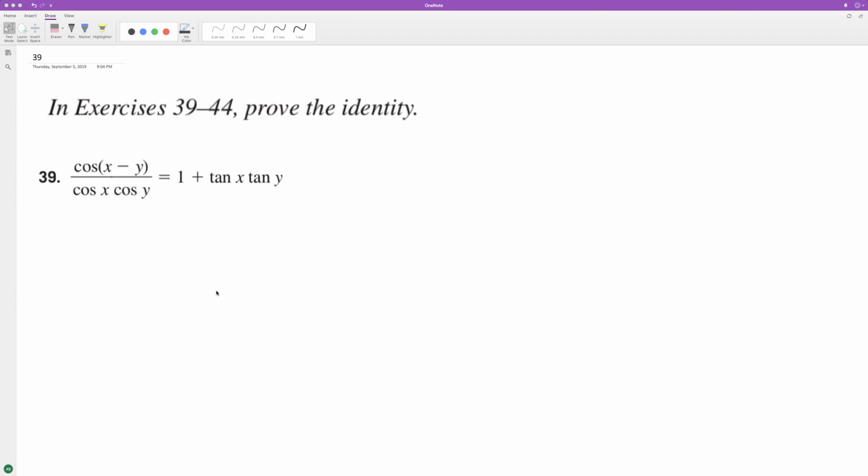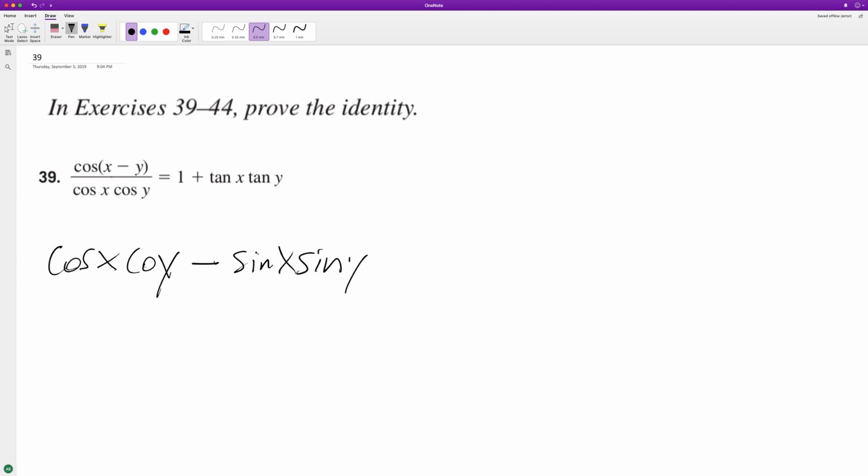Trig identity. So what we're going to do here on the top is use the identity for the angle of cosine here. So cosine x times cosine y minus sine x sine y. And actually, this should be plus. Okay, and then on the bottom here, we have cosine x cosine y. All right, fair enough. But how do we get it on the right?